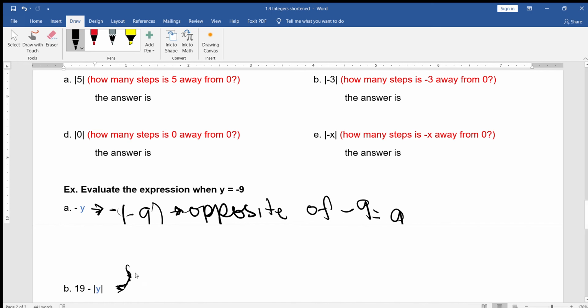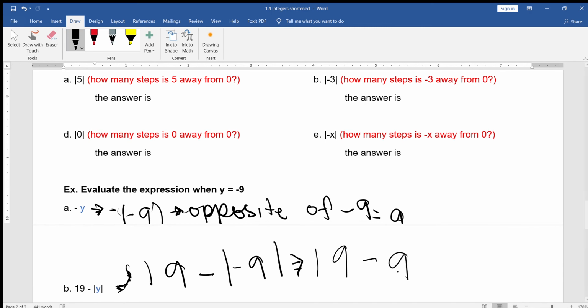Last problem for this topic. 19 minus the absolute value of y. First things first, rewrite the expression. 19 minus the absolute value, and instead of y it is going to be negative 9. And what is the absolute value of negative 9? 9. So now we got 19 minus 9. The absolute value of negative 9 is 9, just in case you forgot or you got lost. And then 19 minus 9 is 10. So that is your final answer, 10.